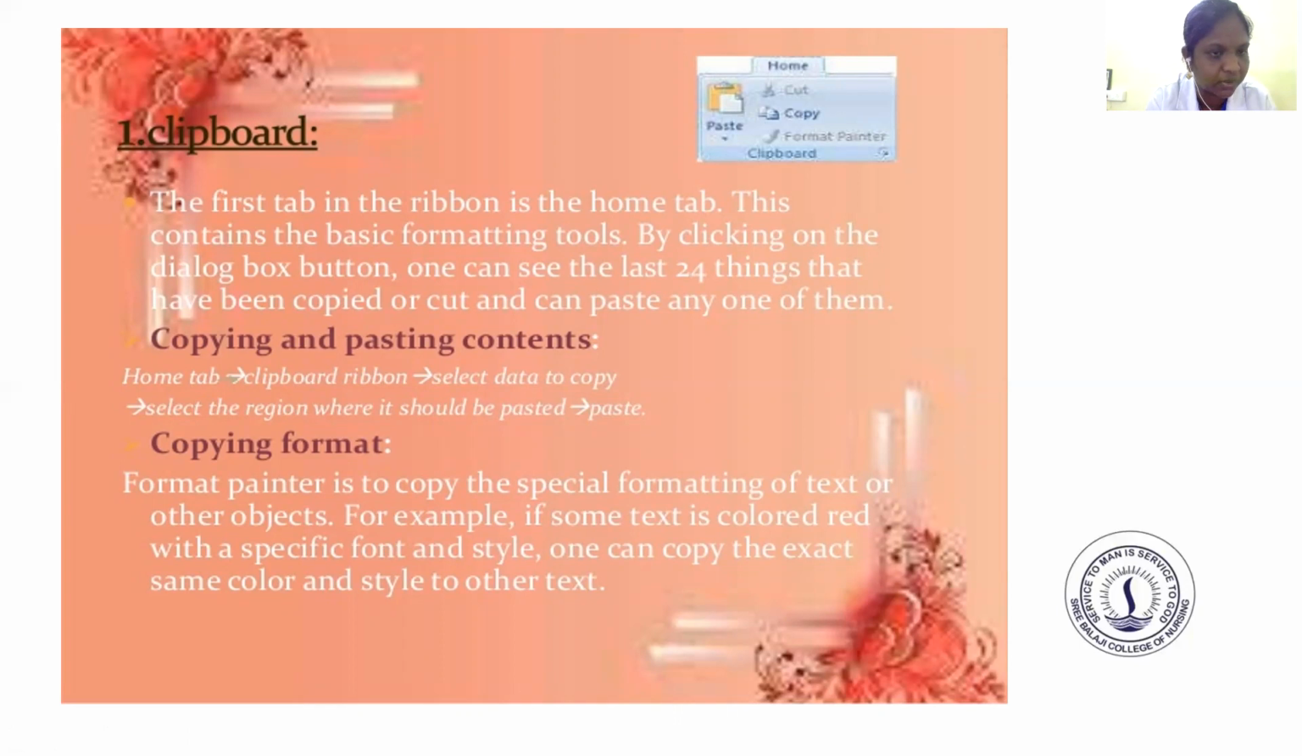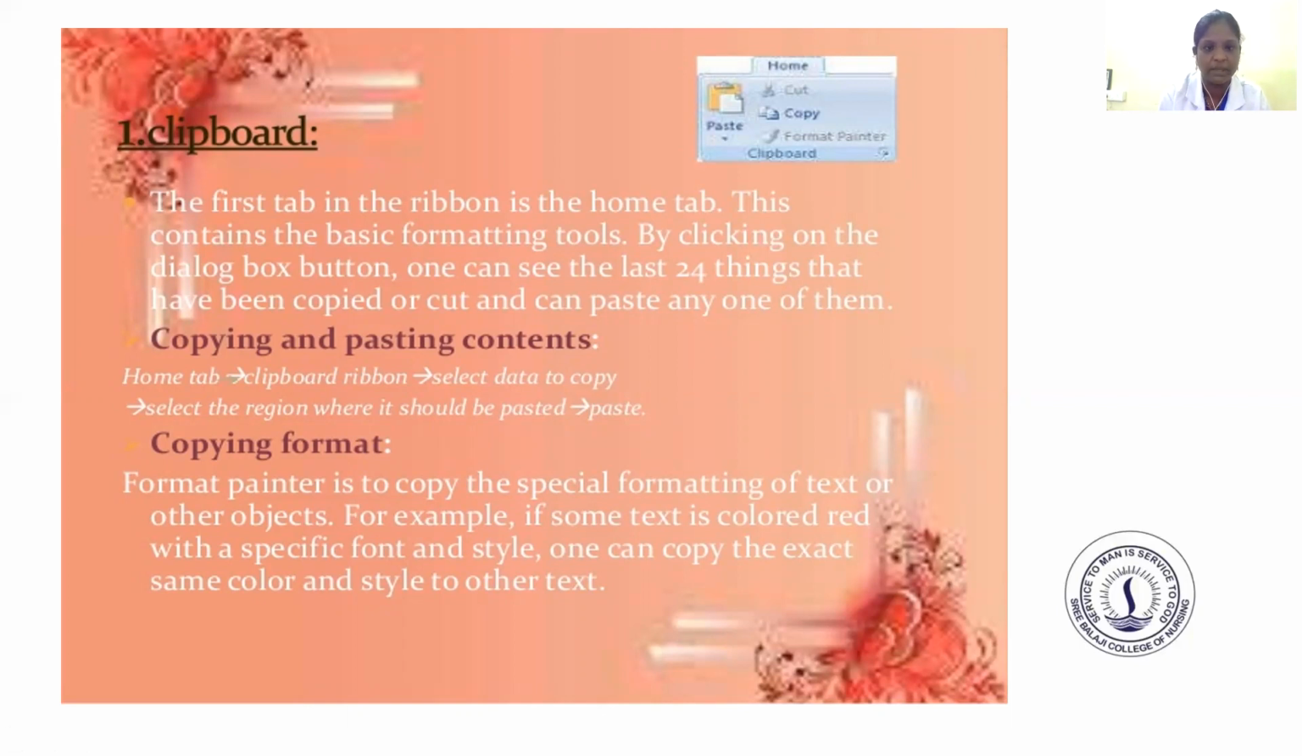The first tab in the ribbon is the Home tab. This contains the basic formatting tools. By clicking on the dialog box button, one can see the last 24 things that have been copied or cut and can paste any of them. For copying and pasting content, go to the Home tab, clipboard ribbon, select the data to copy, select the region where it should be pasted, and paste.